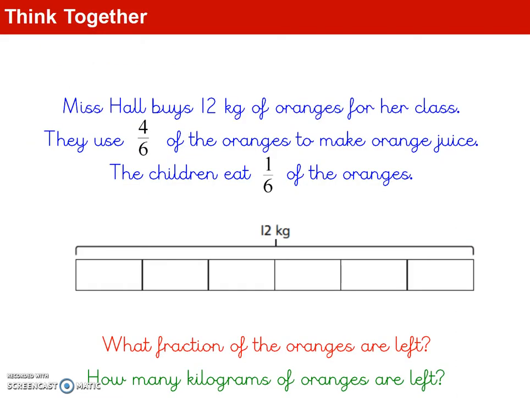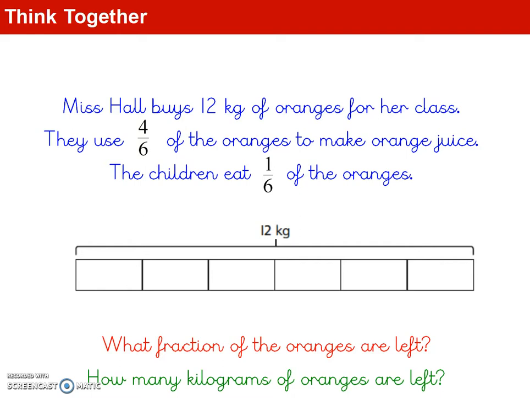Now we're ready to apply those strategies to our questions in the remaining part of the textbook before moving on to the independent work. So let's look at the first think together question. Miss Hall buys 12 kilograms of oranges for her class. They use 4/6 of the oranges to make orange juice, and the children eat 1/6 of the oranges. Our first question is what fraction of the oranges are left. So think about the 4/6 and the 1/6 and how many 6 make the whole. Ignore the 12 kilograms at the moment. Just think about those fractions used in the bar model. So what fraction is left?